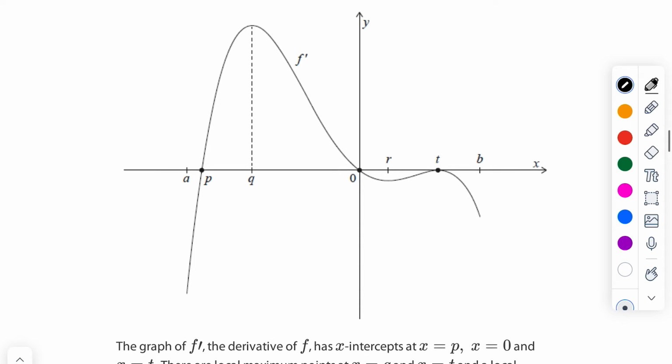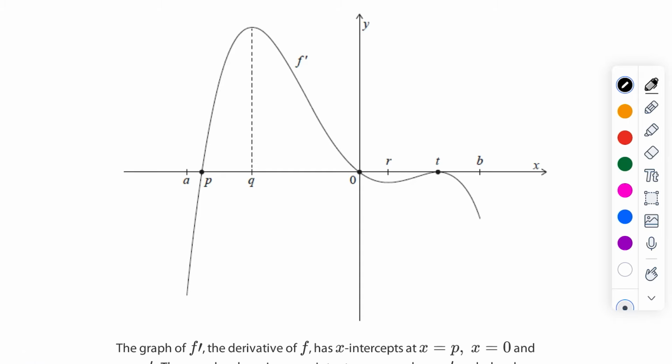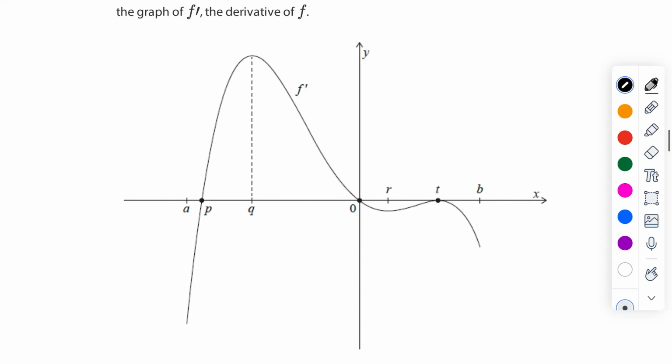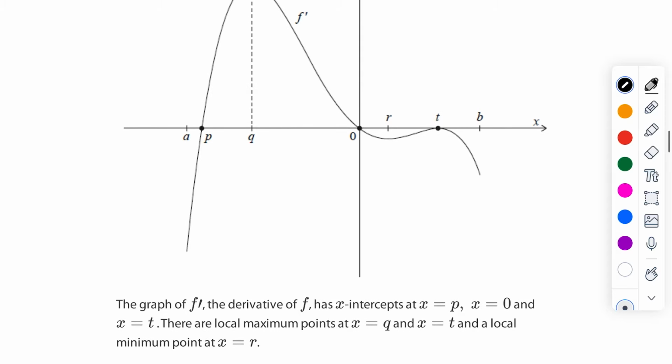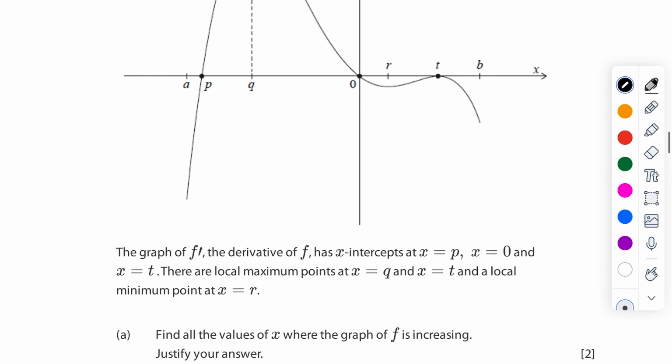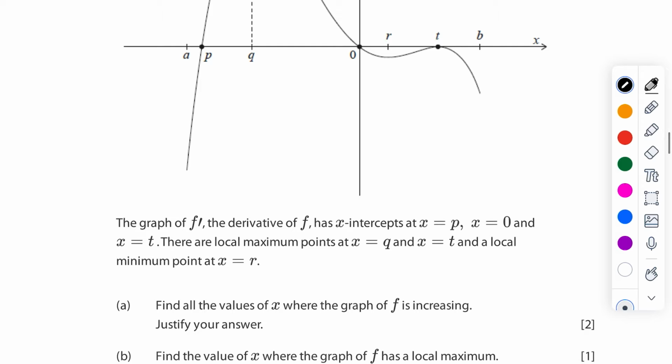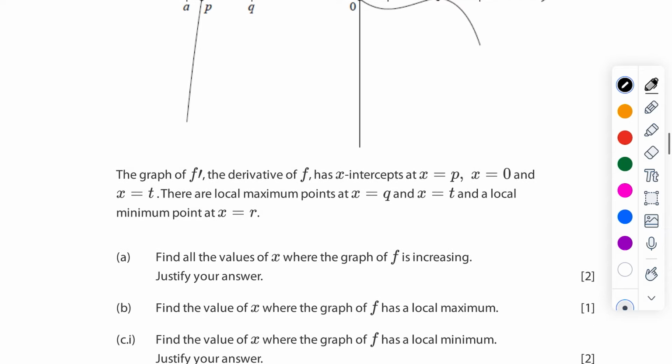Question number 7. Consider the function with the domain x lies between a and b. The following diagram shows the graph of f prime, the derivative of f. The graph of f prime has an x-intercept at p, x equals 0 and x equals t. There are local maximum points at x equals q and x equals t, and a local minimum point at x equals r. Find the values of x when the graph of f is increasing. Justify your answer.